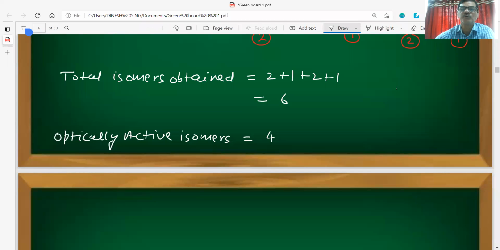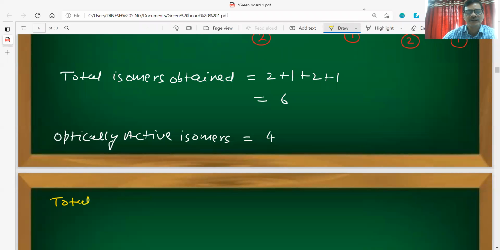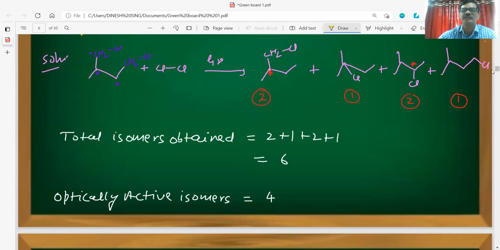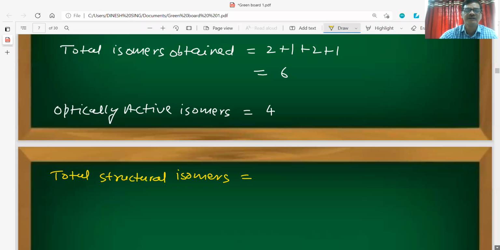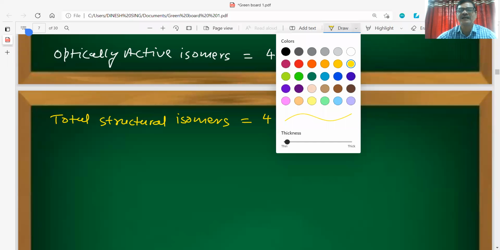And if he asks, suppose, how many total structural isomers? Total structural isomers will be how many? We have seen the 4. All these are structural isomers. This one is the first structural isomer, then second, third, and fourth. So four will be the total structural isomers.